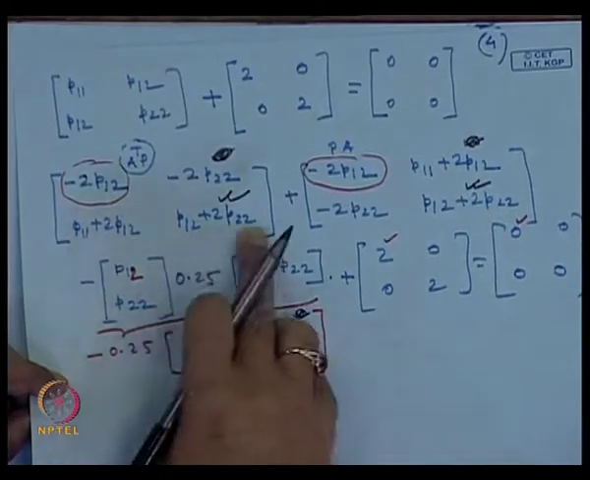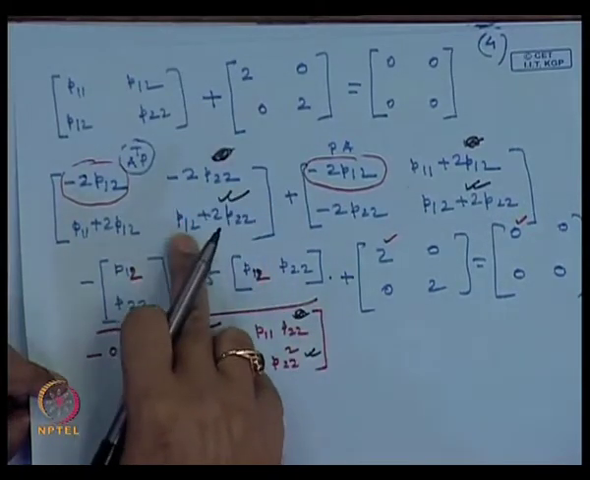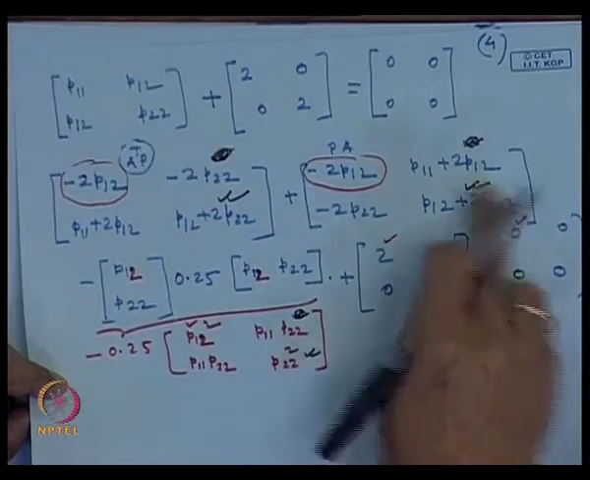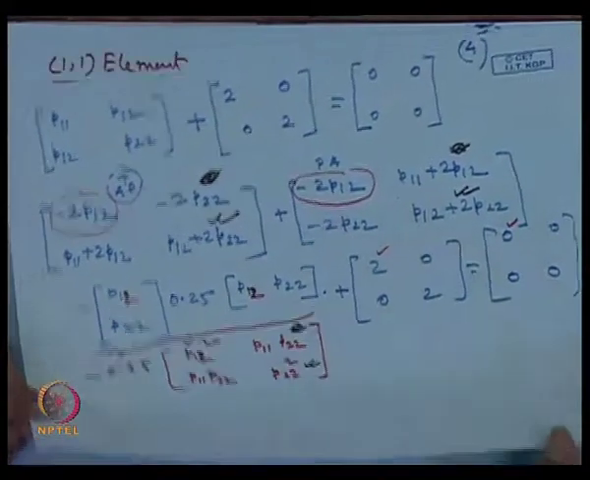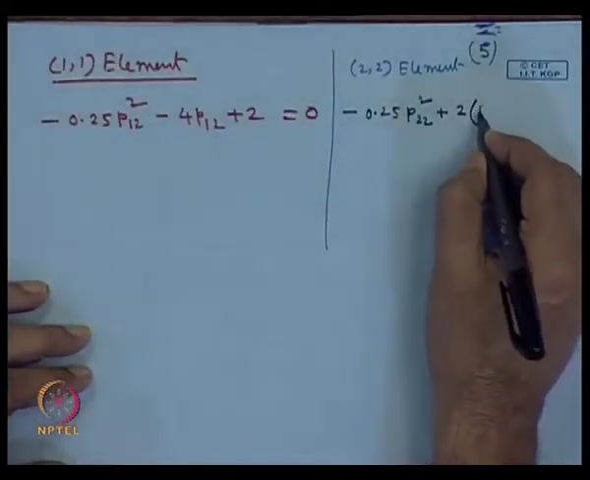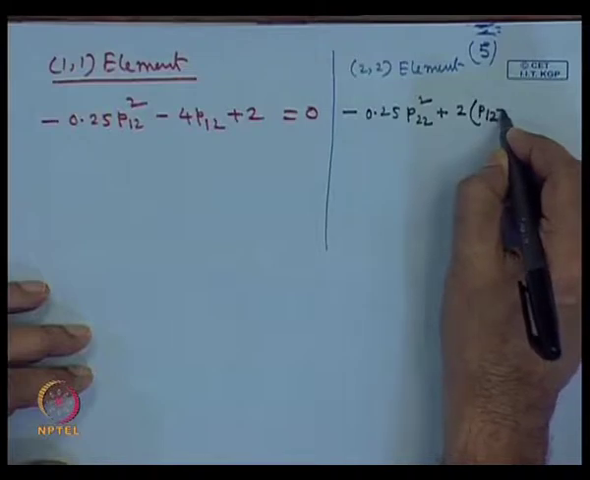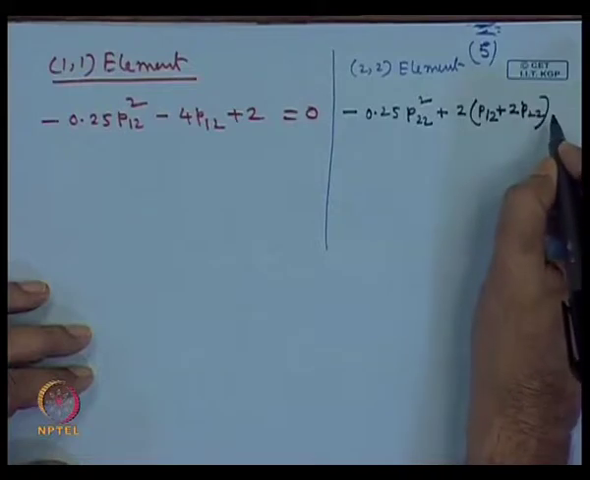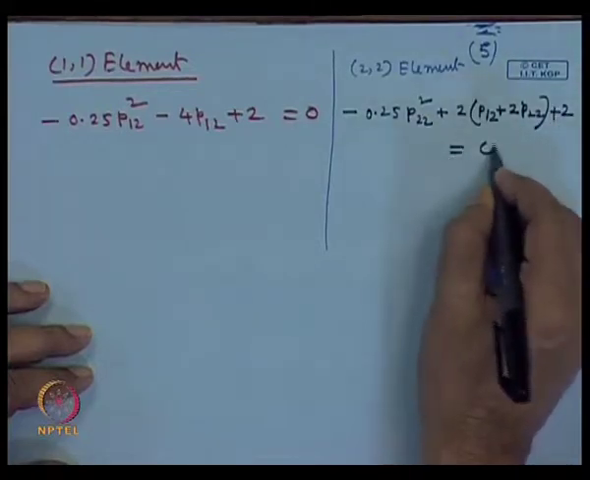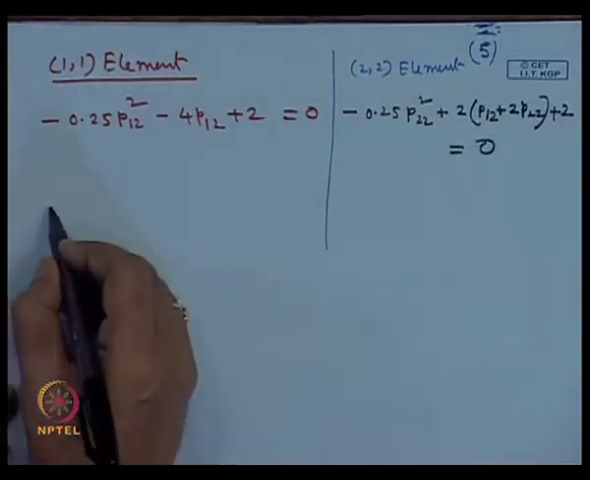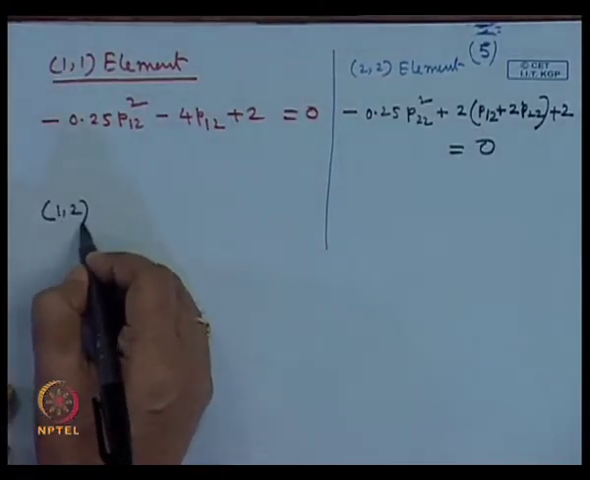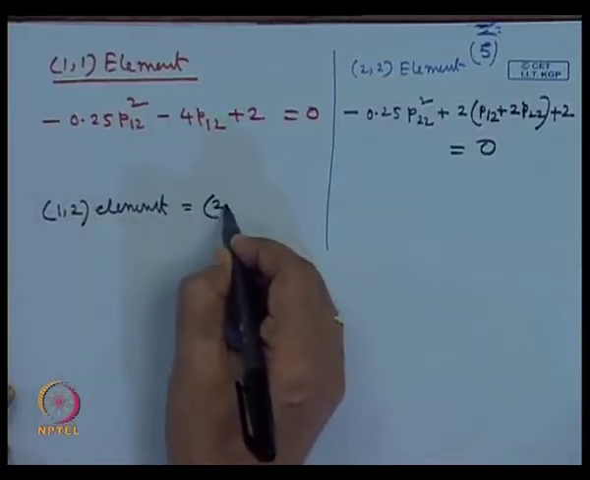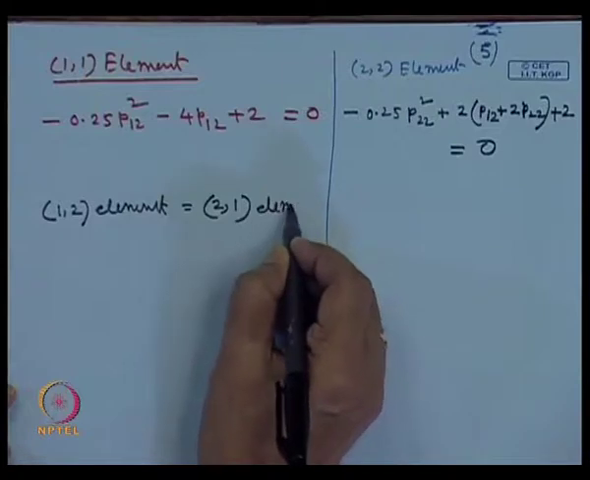Then twice this one, P1 to 2 P2, then P1 to 2 P2, the twice of this one plus 2. So, I am writing this one twice of P2 plus 2 P2 plus 2 is equal to 0. This is another equation. Now, I am writing that P2 element is same as P2 element, because it is a symmetric matrix.